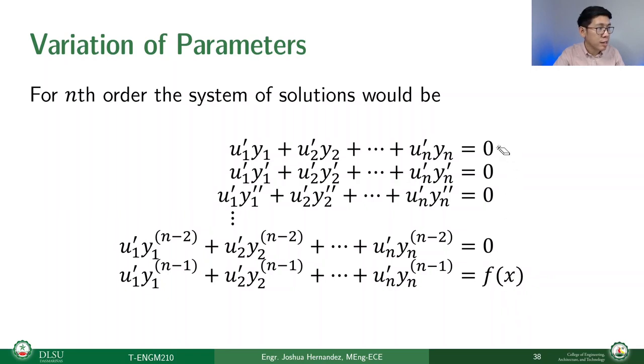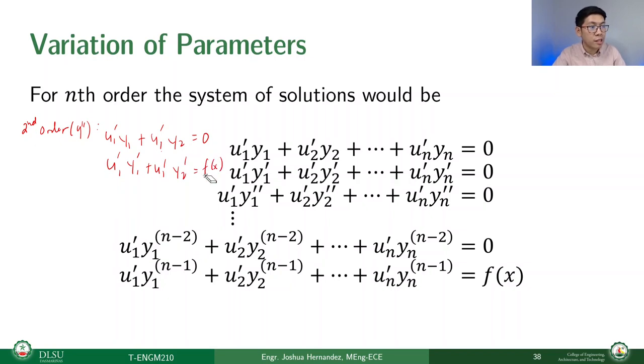of x malalagay. So lahat sila 0, 0, 0, 0 until ma-reach yung pinakadulo. So for example, kung second order yung DE mo, second order, for example, ay y double prime, no? Makakaasa ka na 2 by 2 yung matrix mo at yung system of equations mo would be u sub 1 prime, y sub 1, plus u sub 2 prime, y sub 2 equals 0, tapos u sub 1 prime, y sub 1 prime, plus u sub 2 prime, y sub 2 prime equals f of x. So, hanggang pangalawa, doon lilitaw yung f of x.